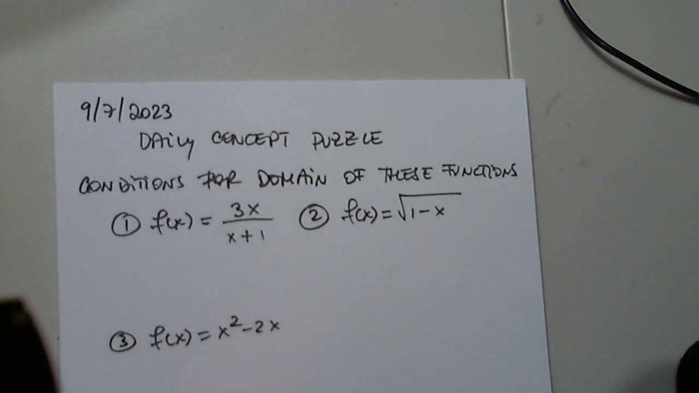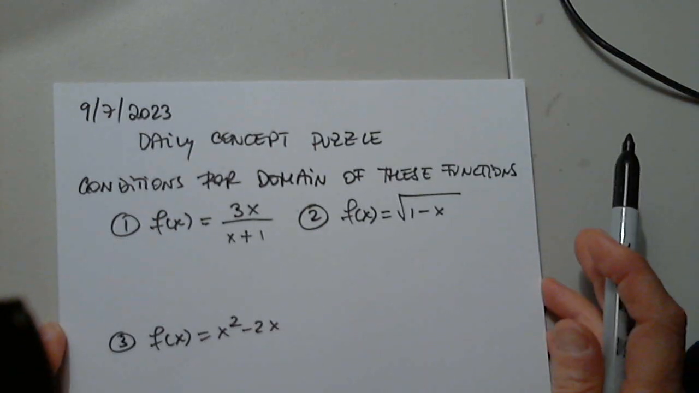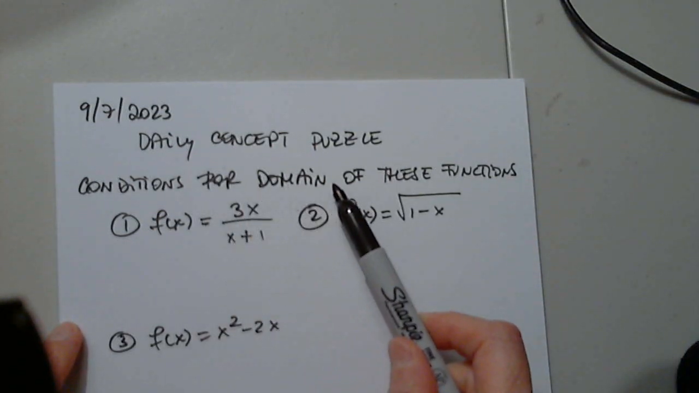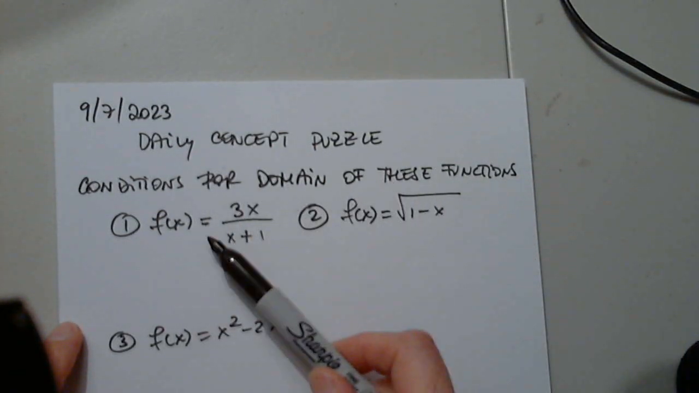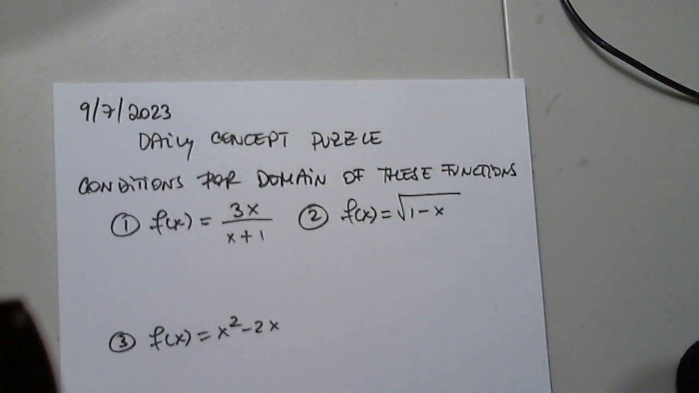1 minute. So this was f of x, negative 2x plus 6. Perfect. Okay, so first of all, let's start with our little daily concept puzzle. What are the conditions for domain for these functions? Function 1, function 2, function 3. We don't have to find the domain. We just want to state the conditions.